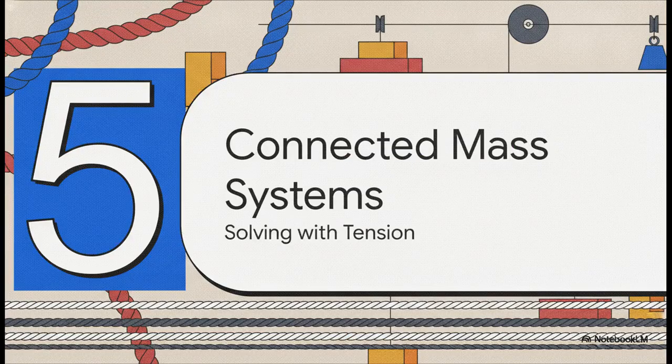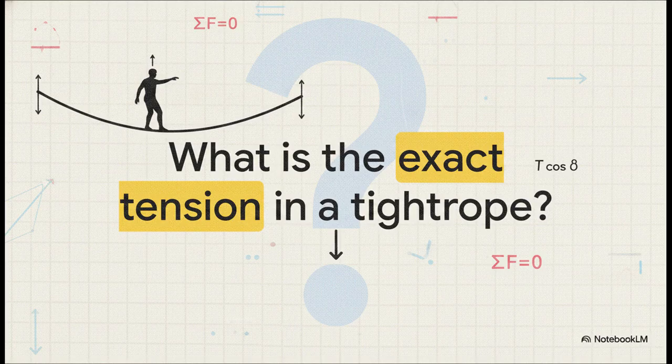Section 5. Solving connected mass systems and tension. Let's pose a little puzzle. Imagine a 70-kilogram person standing perfectly still, right in the middle of a tightrope, and it sags just a tiny bit. How in the world do we calculate the invisible force, the tension, that's stopping them from hitting the ground?